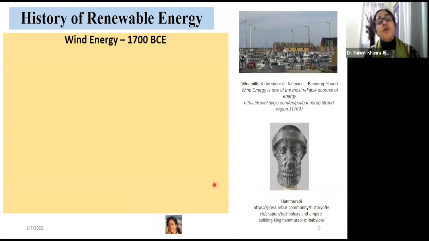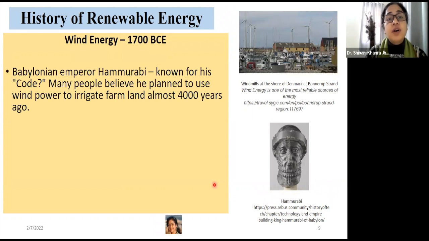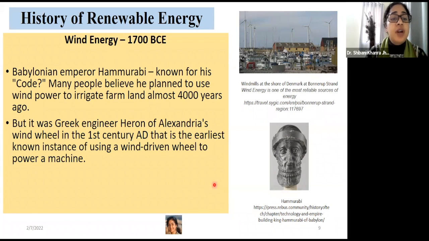Looking at another form of energy, which is wind energy, this is also a quite old form of renewable energy, credited to 1700 BCE. There is a well-known story that the Babylonian emperor Hammurabi, who was known for his code, had planned to use wind power to irrigate farmland almost 4,000 years ago.